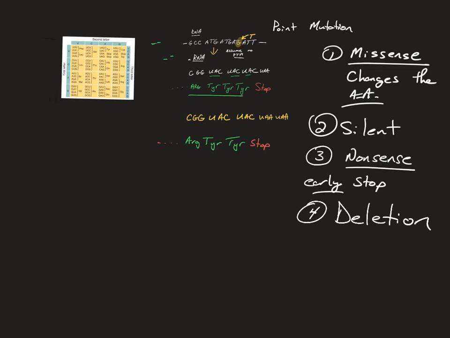A deletion. You can get a deletion. You can get a whole piece of the DNA just cut out and never put back together again. It can happen during splicing, right? When you're cutting out introns and exons. Or it could happen because the chromosome itself could break off.